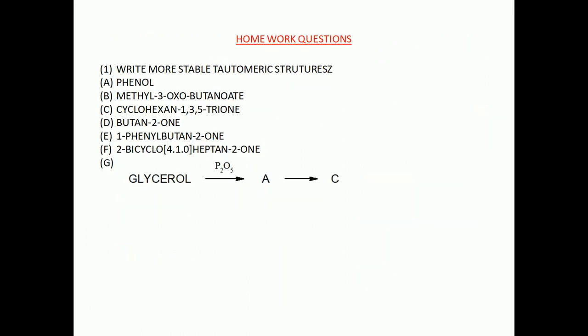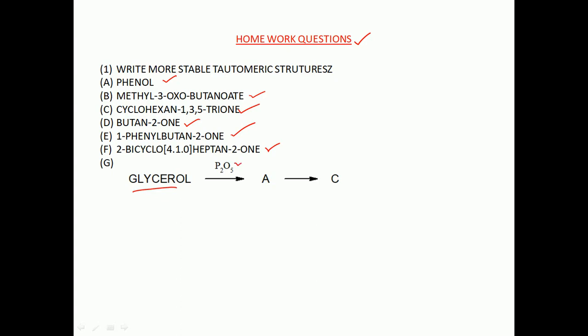Okay, so these are the homework questions today. Just try to solve these questions. If you have any doubt, you can comment, you can call and ask. Write the more stable tautomeric structures. First one is phenol, methyl 3-oxobutanoate, cyclohexan-3-one, butan-2-one, 1-phenylbutan-2-one, bicyclo[4.1.0]heptan-2-one, and the last reaction is glycerol.